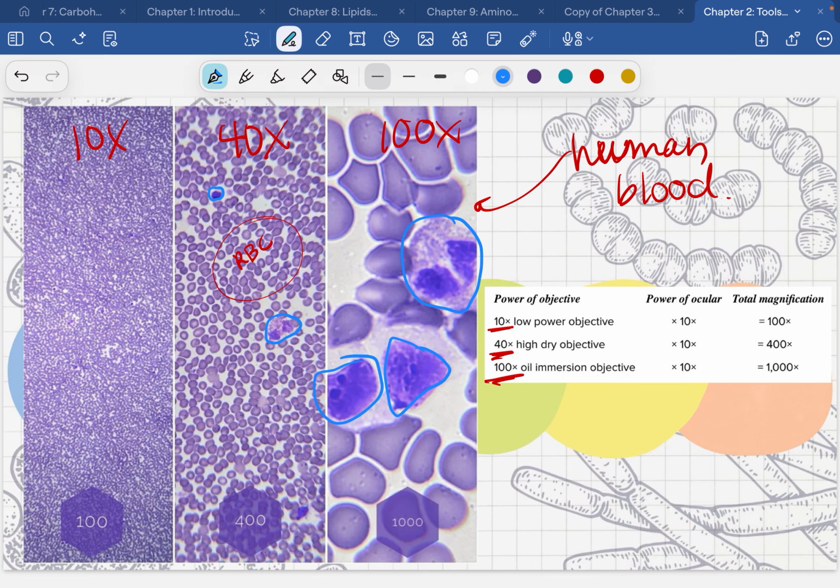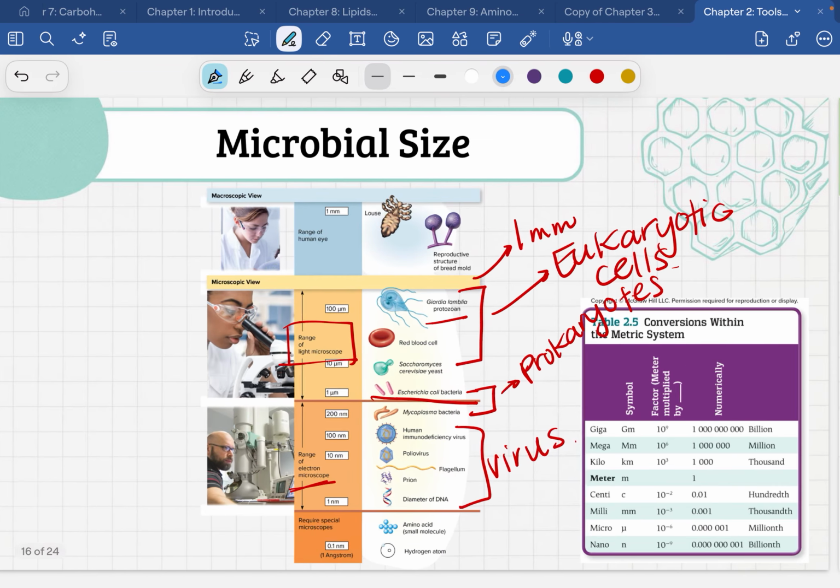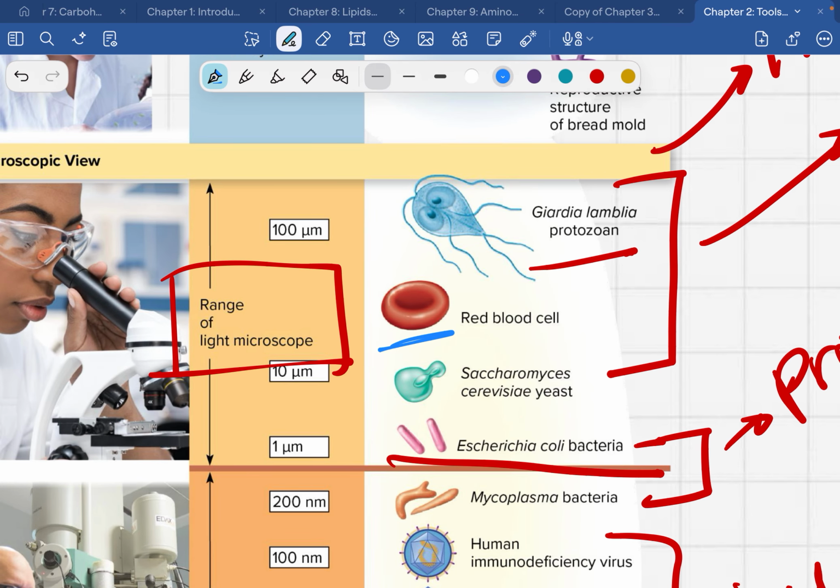right? So that's just a comparison of what different cell types will look like under 10x, 40x, and 100x magnification. 10 times bigger, 40 times bigger, and 100 times bigger. Now keep in mind, these are human red blood cells. Human red blood cells fall about there on our relative size chart.